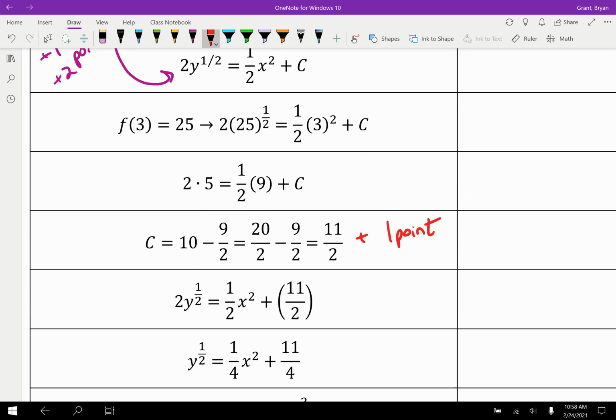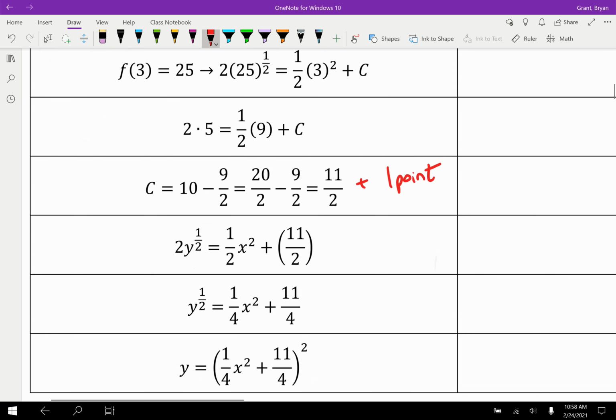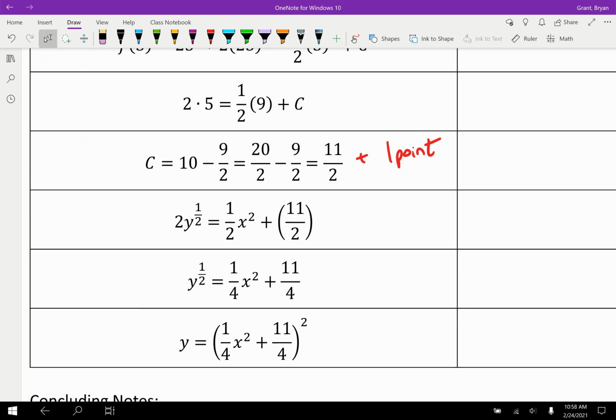Now we just have one last piece to accomplish, and my last piece to accomplish is to isolate y. There are only two operations acting on y. There's a 2 that's multiplying and there's a 1/2 power. So I went ahead and multiplied both sides by 1/2 first.